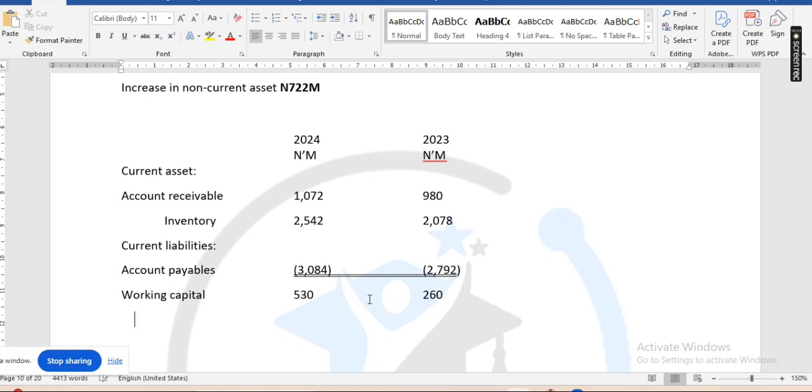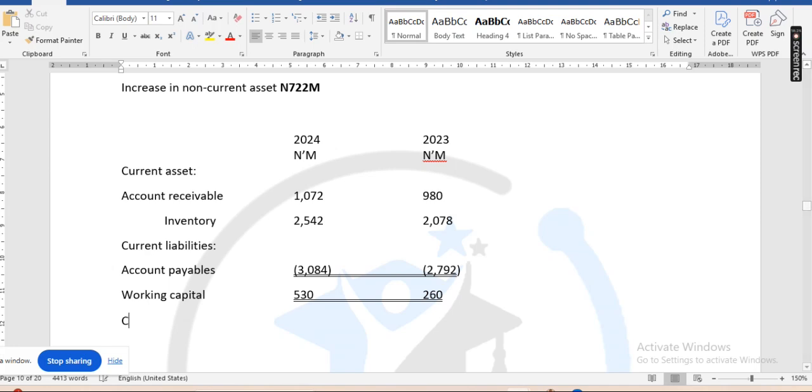That's fine. So now, class, let's check. What is the difference? You can see that. Please mute your mic, please. You can see what happened here. Can you see it? What happened here is that in 2023, the working capital was 260. In 2024, the working capital increased to 530.